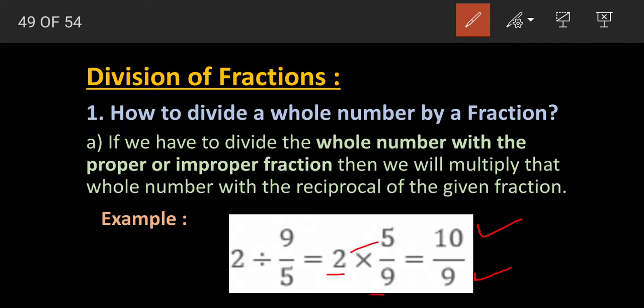Clear? So the procedure is that you convert the division sign to a multiplication sign and take the reciprocal of that fraction. Okay, the reciprocal of the second fraction. No need to change the first one.